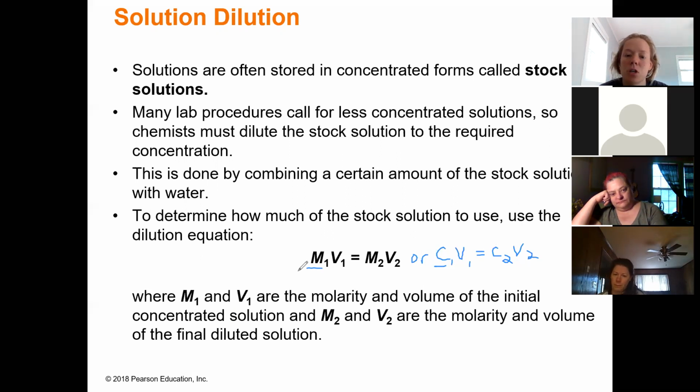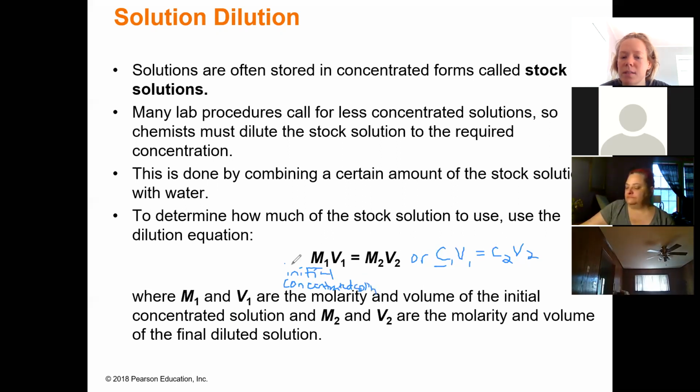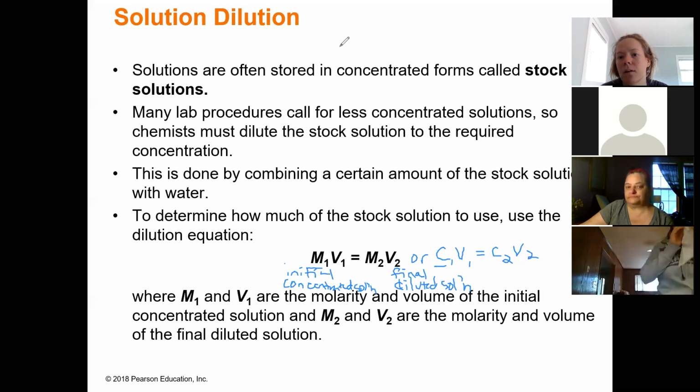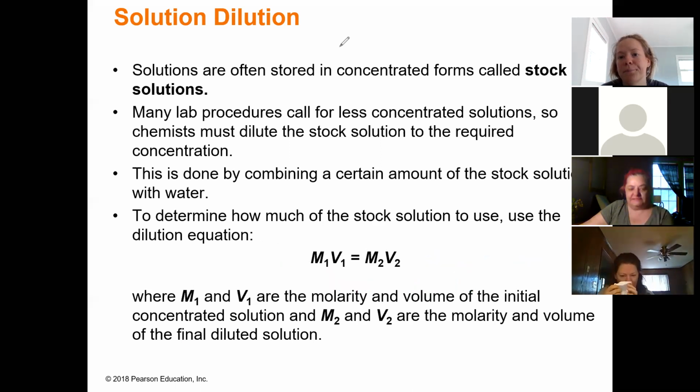M1 is the initial, or this is going to be related to the concentrated solution. So this is the stock solution. M2 is the final. This is your diluted solution. So M1 V1 equals M2 V2. There are 1, 2, 3, and 4 variables. So you'll be given 3 of the 4. You'll solve for the 4th.